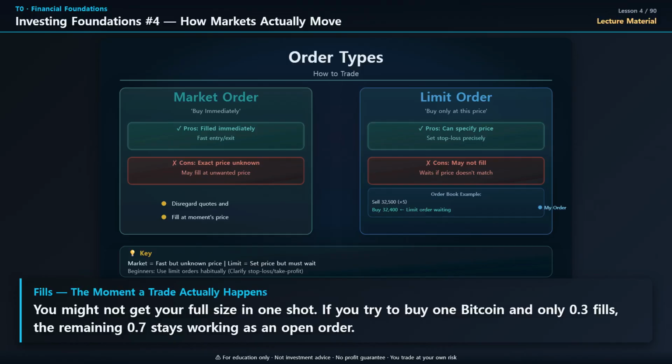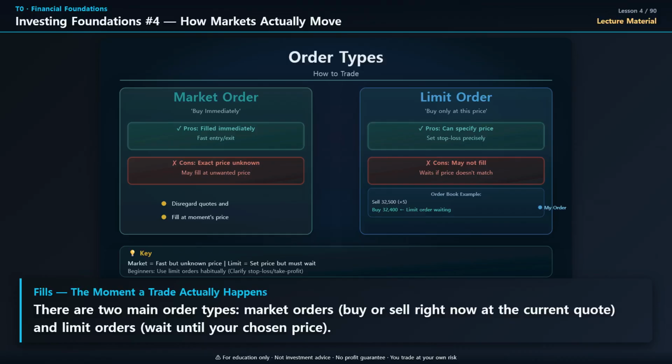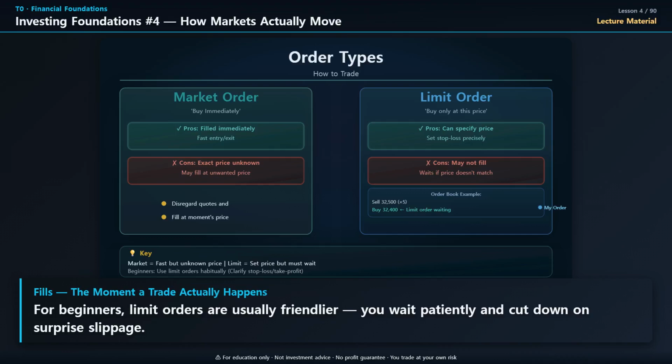You might not get your full size in one shot. If you try to buy one Bitcoin and only 0.3 fills, the remaining 0.7 stays working as an open order. There are two main order types: market orders, buy or sell right now at the current quote, and limit orders, wait until your chosen price. For beginners, limit orders are usually friendlier. You wait patiently and cut down on surprise slippage.